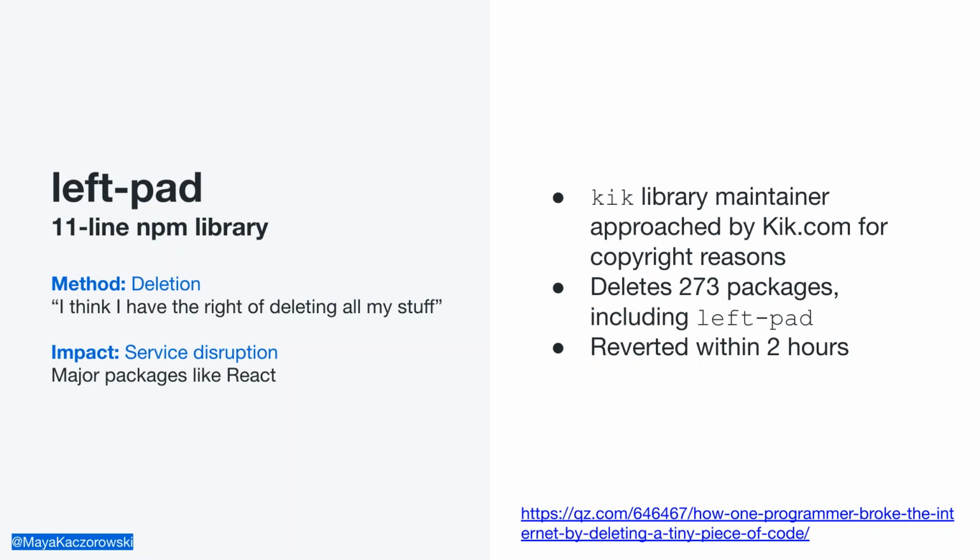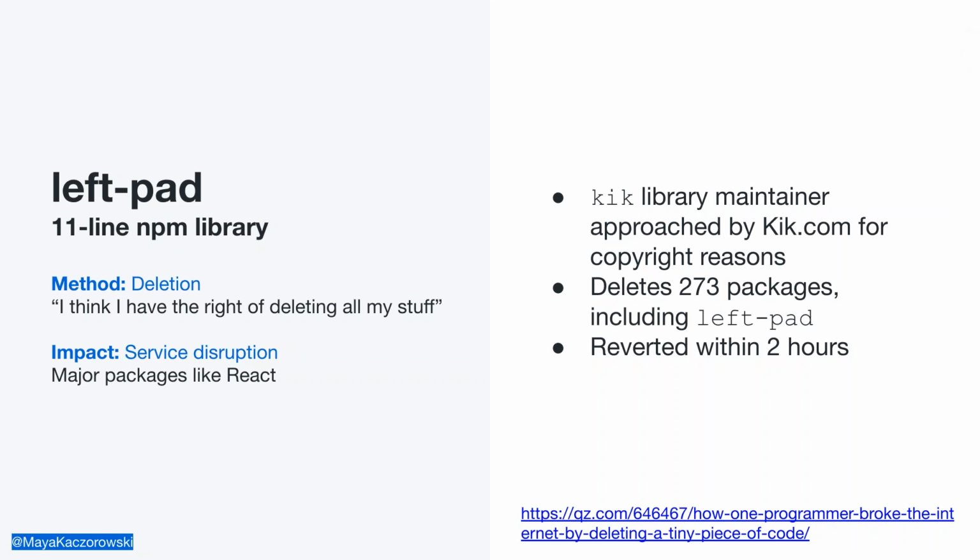A week later, on March 18th, Kik.com's lawyers went to NPM, and NPM agreed that this could create confusion and handed the Kik library name over to Kik.com. So just a few days later, on March 20th, the developer sent an angry email to NPM about this decision. He wrote, "I think I have the right of deleting all my stuff." And that's what he did, removing 273 of his packages.